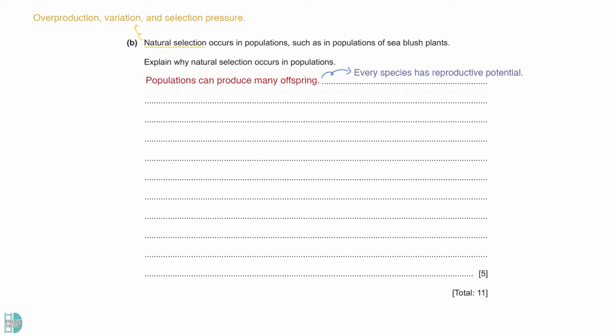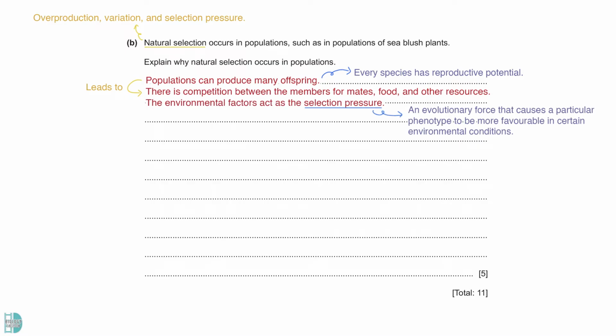Because of this, competition between the members may occur. They compete for mates, food, and other resources. These environmental factors act as the selection pressure. Selection pressure is an evolutionary force that causes a particular phenotype to be more favorable in certain environmental conditions.